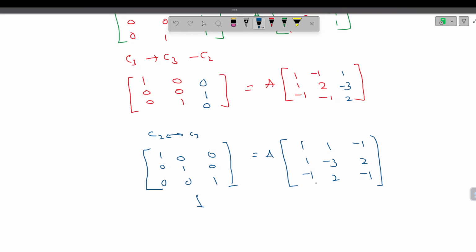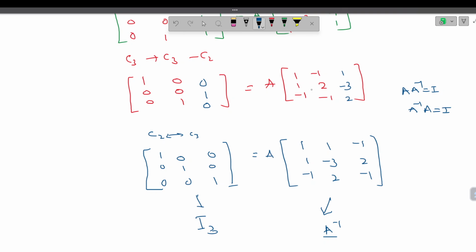So this is the inverse. We reduced the given matrix to the identity matrix of order 3, and we have found the A inverse. Because we know the property A into A inverse equals I, A inverse into A also equals I. So we have now A into A inverse is I.